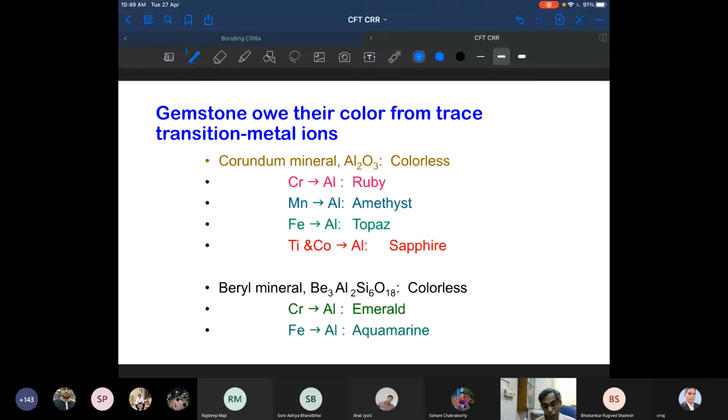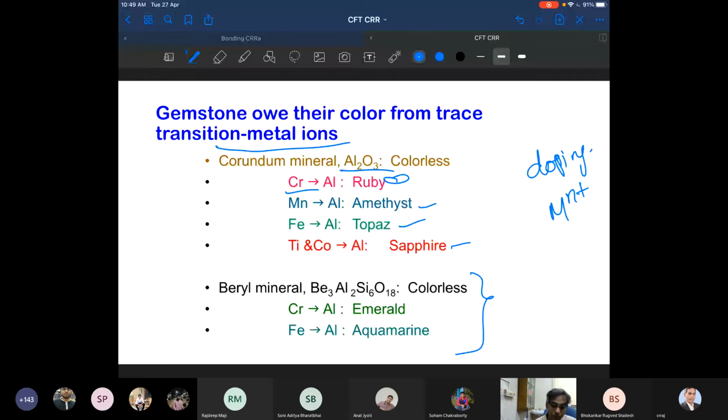Gemstones get their color from trace transition metal ions, right? Doping, what we call the doping of, say for example, Mn plus into an oxide based material. Say for example, Al2O3 is colorless. You dope chromium into it and it's ruby, and so on. Those who study crystals, solid state chemistry, or crystal color in physics, will understand what effect is coming here. Those who go for chemistry will study it in solid state chemistry, right? We are not going into it here.